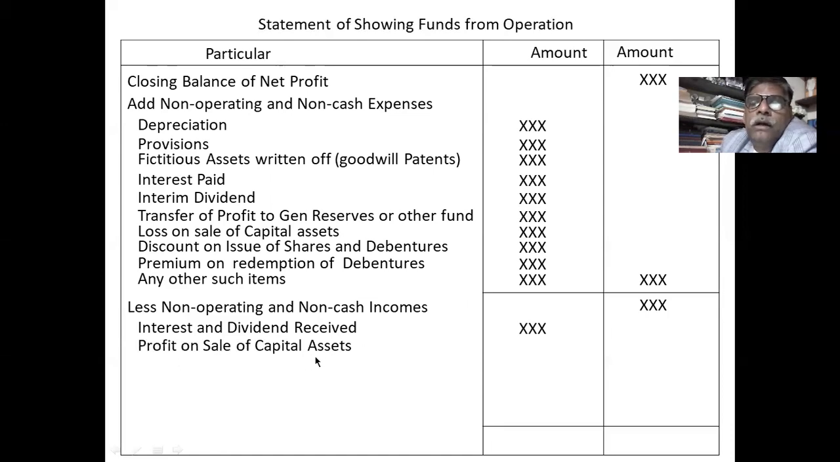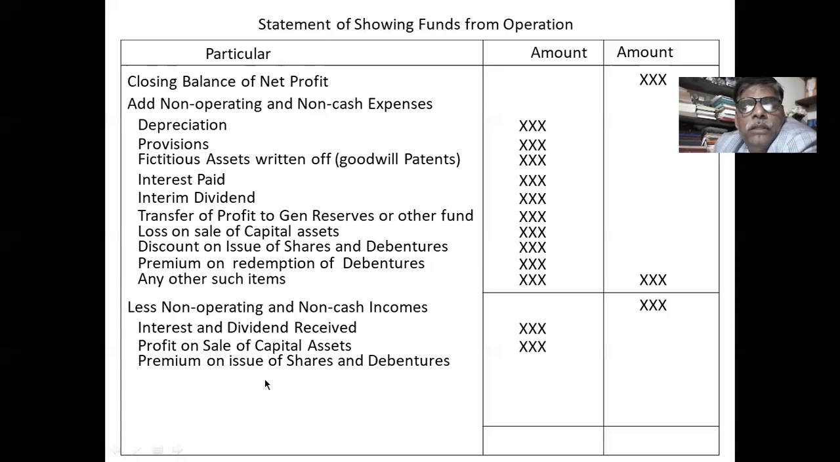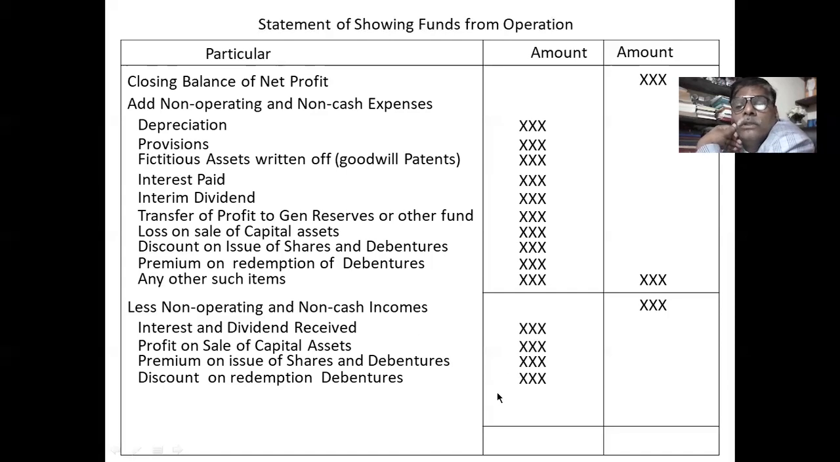Profit on sale of asset. That means profit on sale of building, profit on sale of furniture, profit on sale of plant, profit on sale of equipment, like that. All profit on sale of assets you take here. Then premium on issue of shares and debenture. If the shares and debentures are issued at premium and that is included in P&L account, that is not related to operation. Then discount on redemption. While repayment of the debentures, if the debentures are repaid at low rate, that is income. That is not related to business.